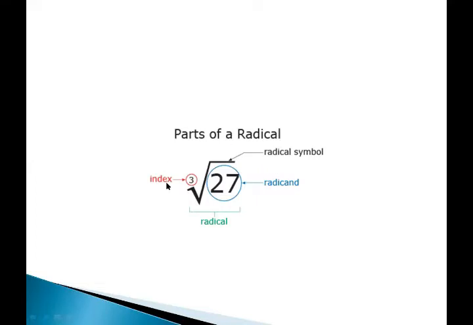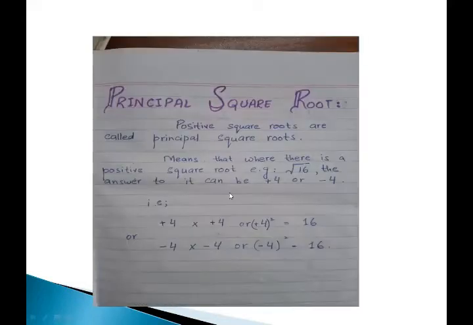This is the radical symbol, as I have already told you, the radical sign, and the inside number is the radicand. But there are other things as well, outside of the radical sign, which is this symbol, called the index, and that whole thing is called the radical. Now moving towards another thing, which is the principal square root.